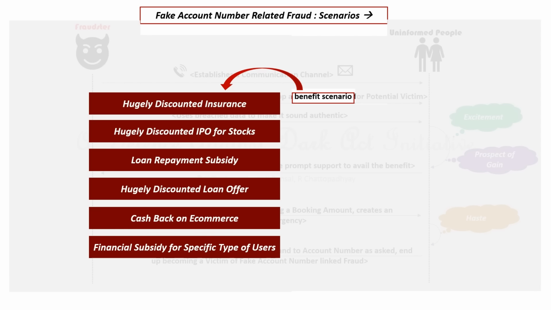Or it could even be a cashback on e-commerce. So it could be an e-commerce kiosk or e-commerce initiated communication, and the benefit could be a substantial cashback, or any other type of financial subsidy. The fraudsters are getting more and more creative in developing these scenarios. So there could be numerous other types of scenarios that fit into this same style of scams, which are essentially linked with the fake account number.